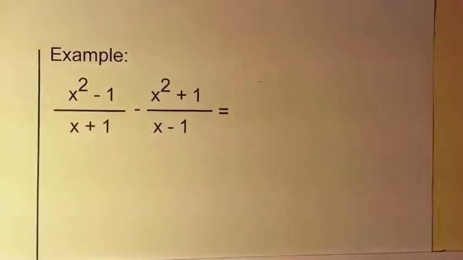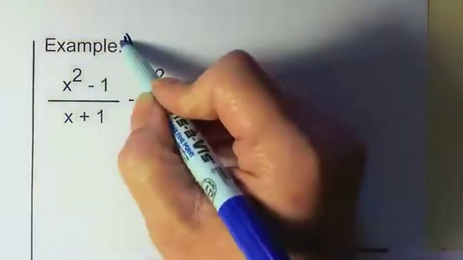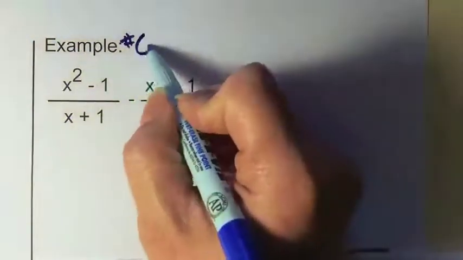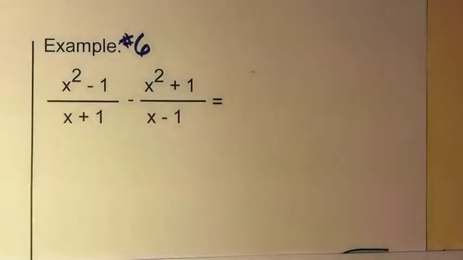Okay, and our final example today, we're going to go ahead and do this one. This is where the denominators are completely different. Okay, this is also a subtraction problem. This is example number 6, final example here.